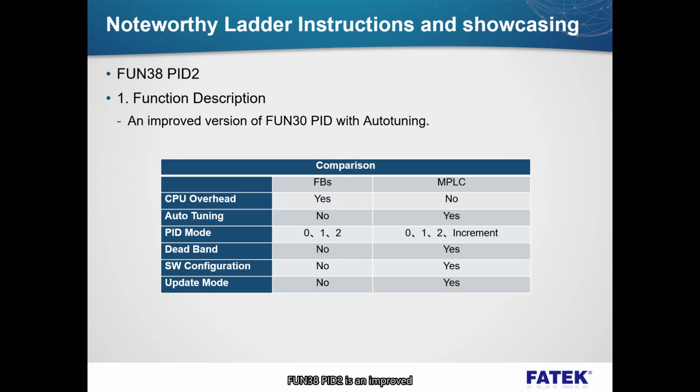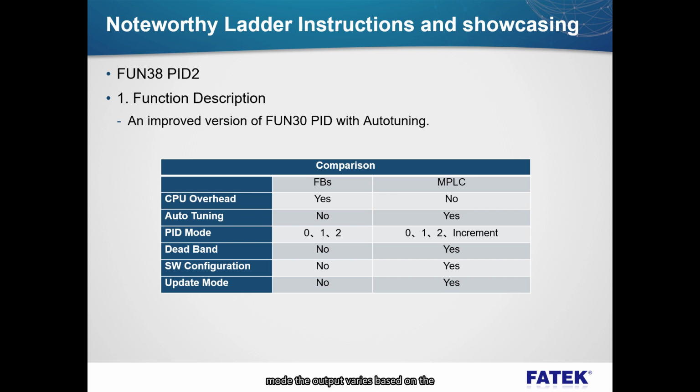Function 38 PID2 is an improved version of Function 30 PID of FBs, which also adds auto-tuning and incremental PID mode, and cooperates with the design of distribution computing to provide generic PID control. The added incremental mode of PID can be used for applications like motor control, different from the absolute mode.